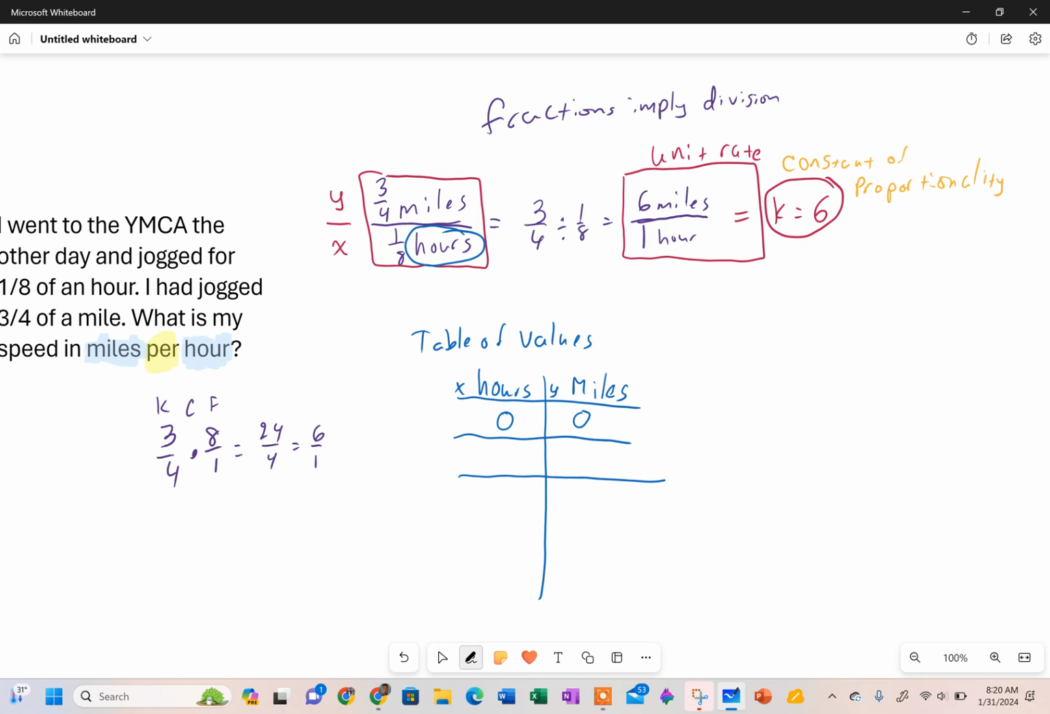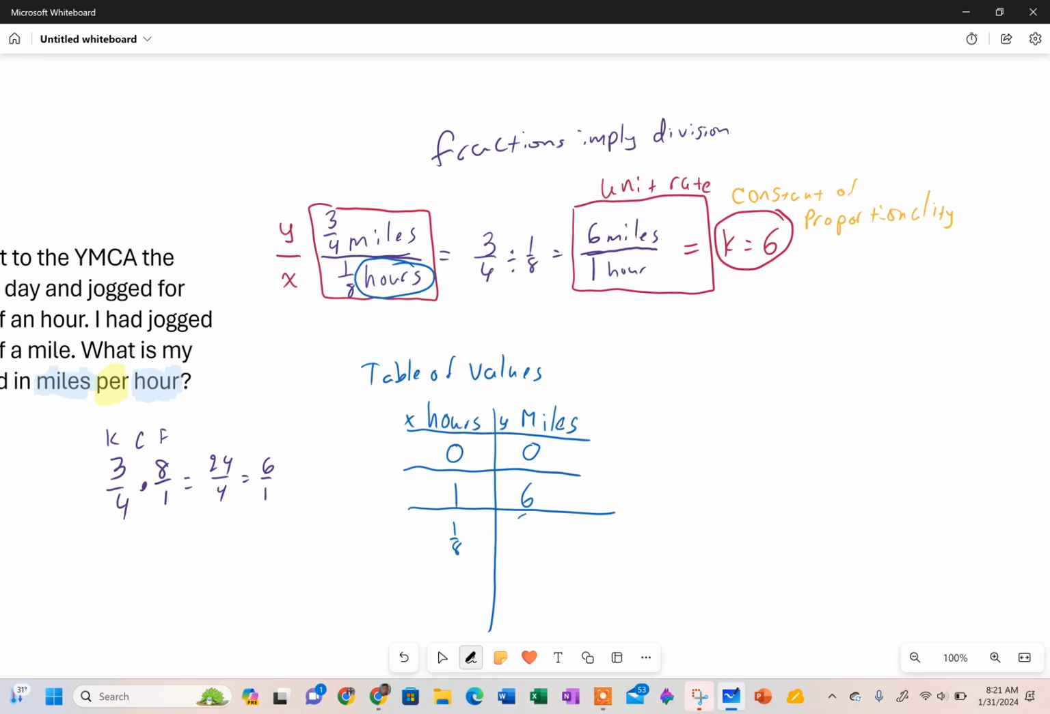I know that if I ran 1 hour, I'd go 6 miles. I ran for 1/8 of an hour, so I went 3/4 miles.